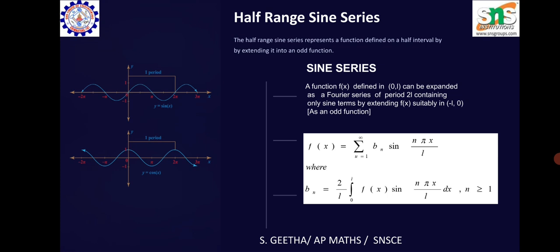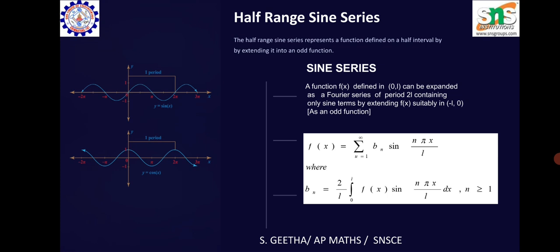Half-range sine series. Half-range sine series means the Fourier series of f(x) contains only sine terms. This half-range sine series represents a function defined on a half interval by extending it into an odd function. Sine series: a function f(x) in (0, L) can be expanded as a Fourier series of period 2L containing only the sine terms by extending f(x) suitably in (-L, 0).